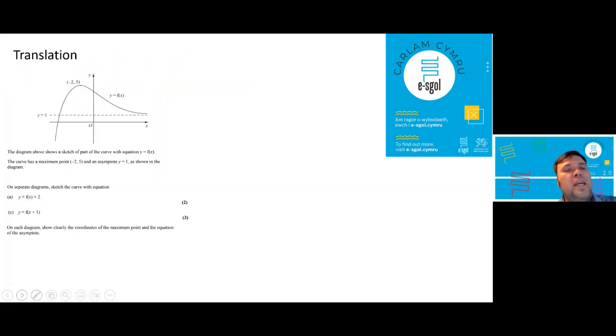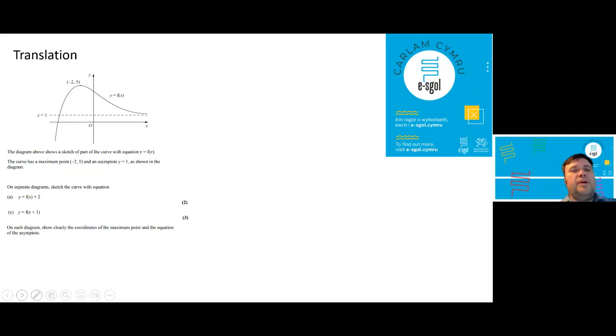Right, so there are 3 different elements of transformations. There is translation, which we're starting with here. After translation, there is reflection, and then it moves on to stretching. It is important that if they ask you to describe it, you use the correct words and phraseology.